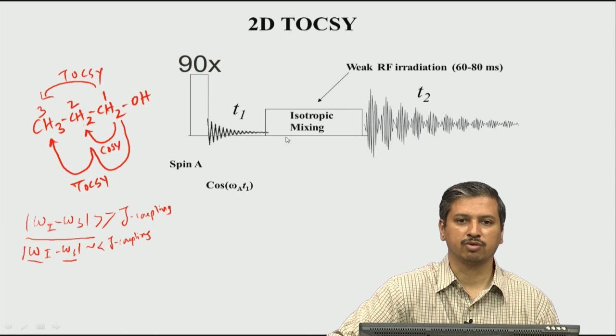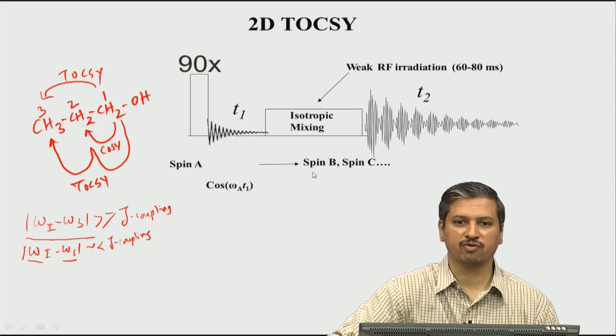Okay. So, now during this isotropic mixing, as I mentioned, the interaction of A not only happens with B, but it also happens with another spin which is remotely coupled through B. It is not coupled directly to A; it is coupled to B, and B is coupled to A. So, A gets coupled to C. We can call this type of scheme a relayed COSY.